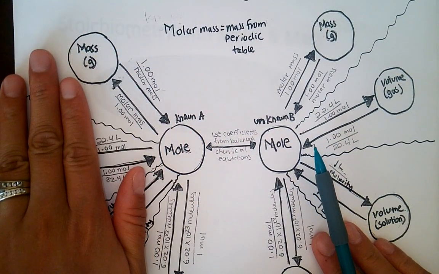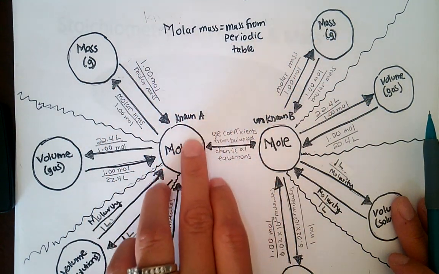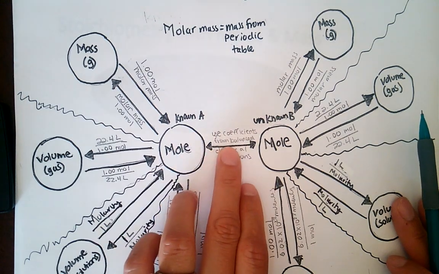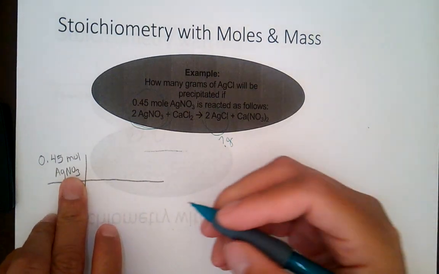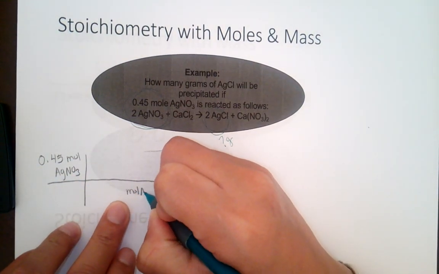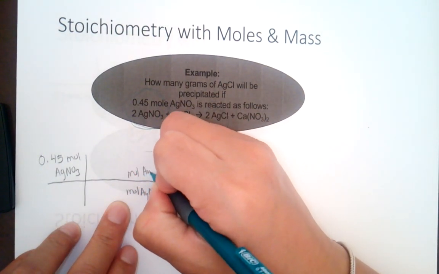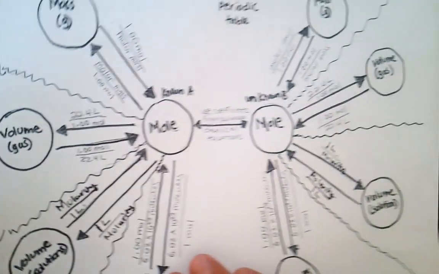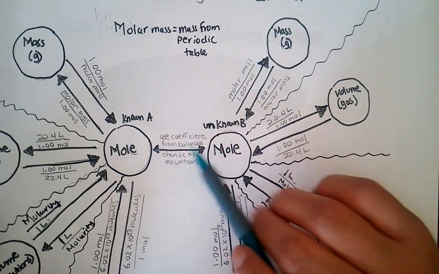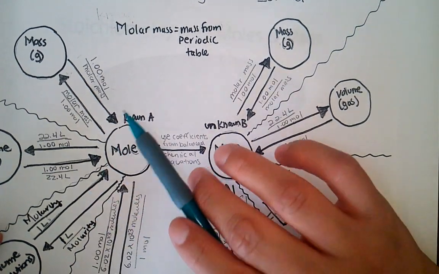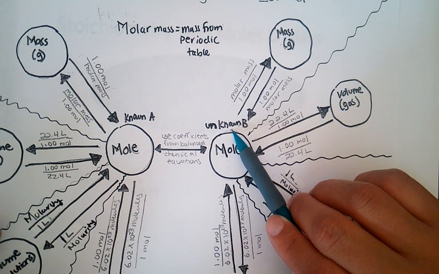If we go here, we're just figuring out AgNO3. We have to go this way. And the only way we can cross into the other side is by using the coefficients from the balanced chemical equation. So we want to get rid of moles of AgNO3. That's going to be at the bottom. And we want moles of AgCl. That's at the top. Again, we have to go from mole to moles. This is the only connection between the known, which is what you're given in the problem, and the unknown, which is what they're telling you to figure out.